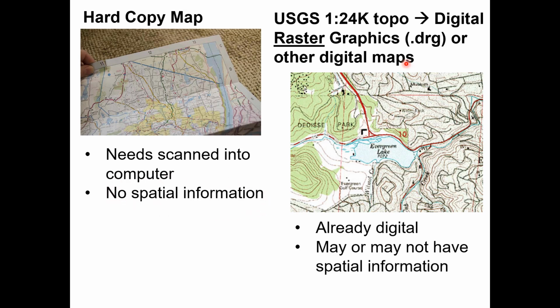Now, there are also things like digital raster graphics, maps that are already digital that you can find out in different sources through USGS or other types of organizations, and other types of maps, not just DRGs, these digital raster graphics. A lot of times these days when you find digital maps, they already have spatial information. And of course, they don't need to be scanned into a computer. These are already digital. You might find them on some website and download them. Sometimes they don't have spatial information. So then we have to think about that process of georeferencing, which we'll talk about later on.